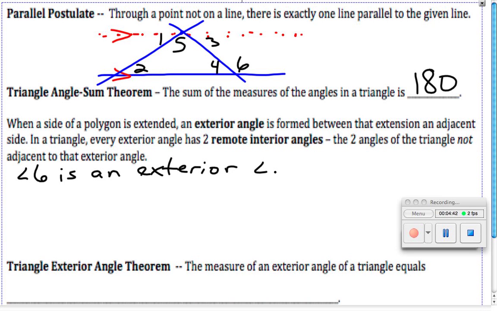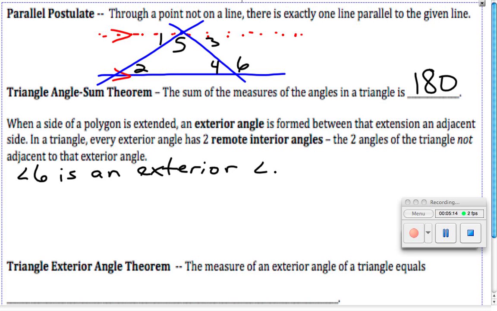And as you're copying that diagram down, I know some of you may be done, you'll notice in that little paragraph above where you may have drawn that diagram, I'm also defining remote interior angles. Notice what the definition of remote interior angles says. They're the two angles of the triangle that are not adjacent to the exterior angle. So let's be very step-by-step in identifying those remote interior angles since we're doing it for the first time.